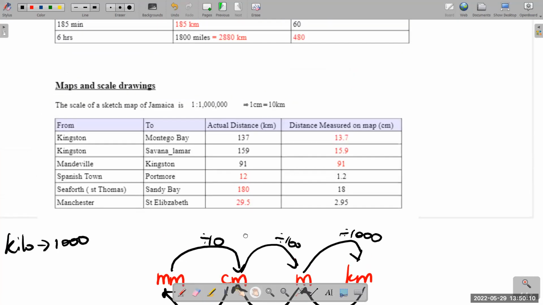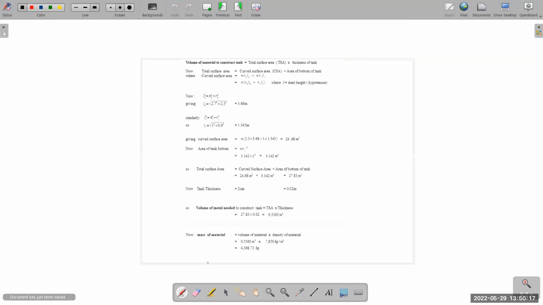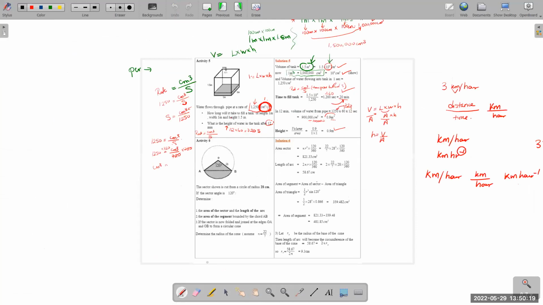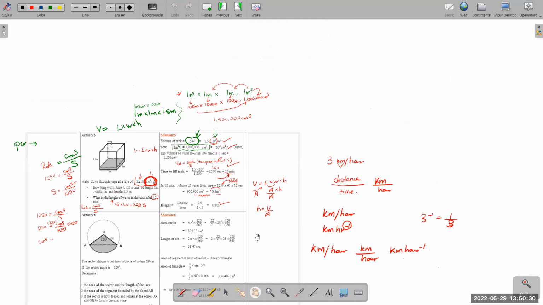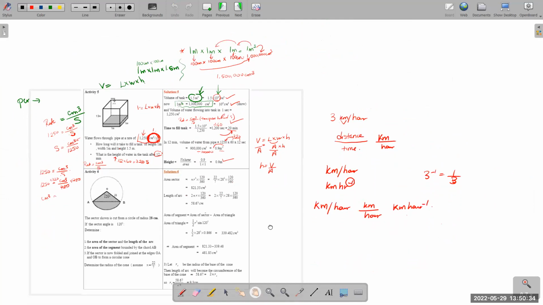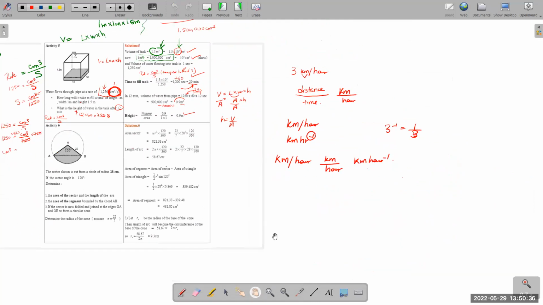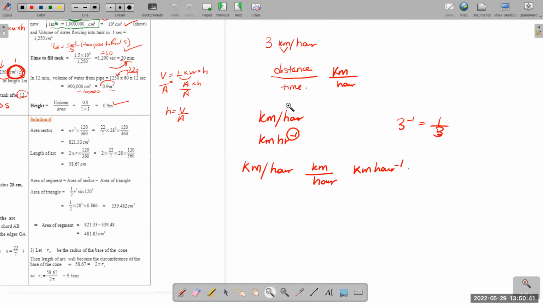There's also something with centimeters cubed and liters. I think I went through it. Let me see if I could find it. Hold on, Leon. So let me just take a minute to show you this.